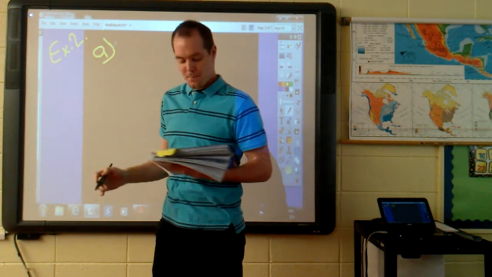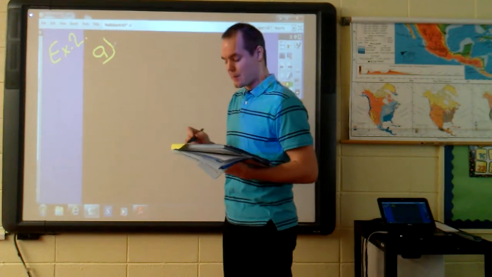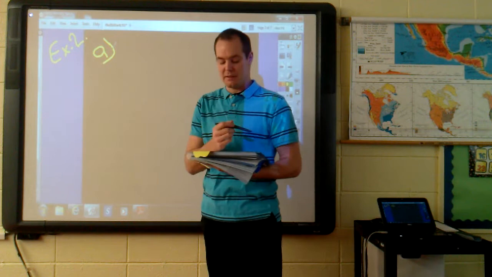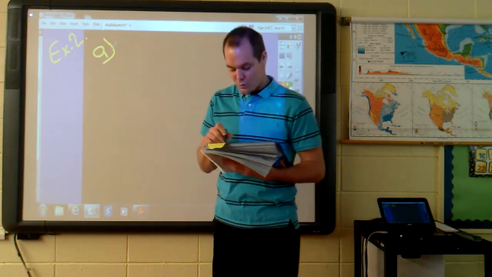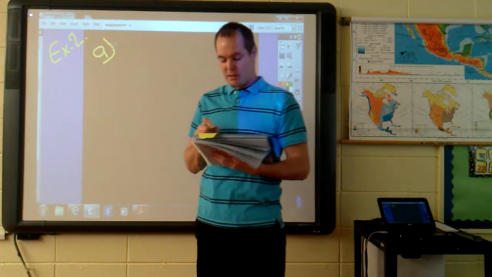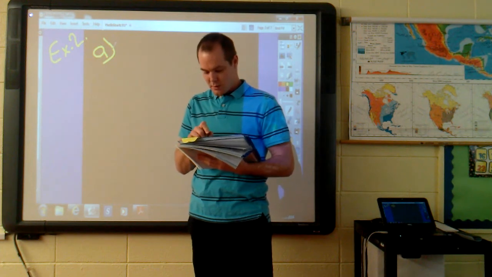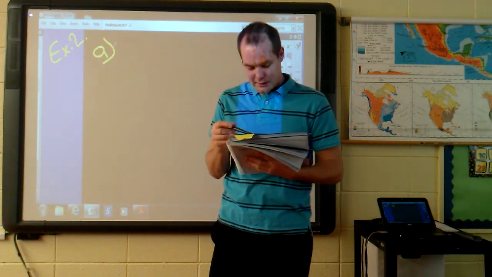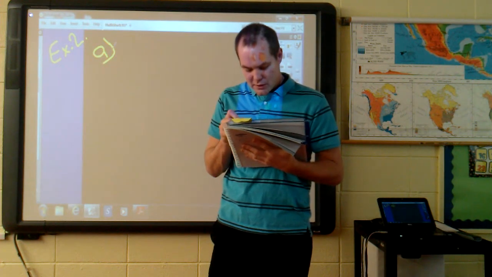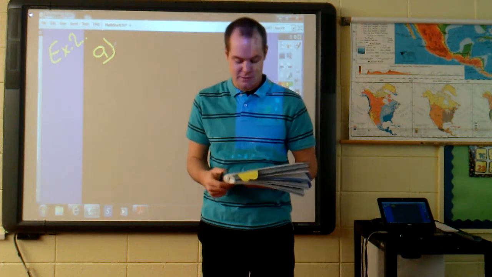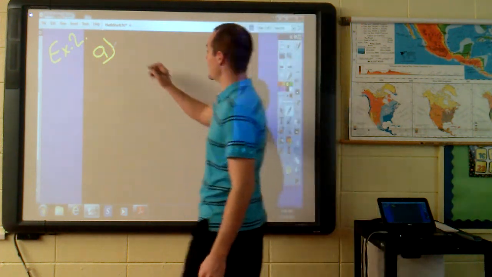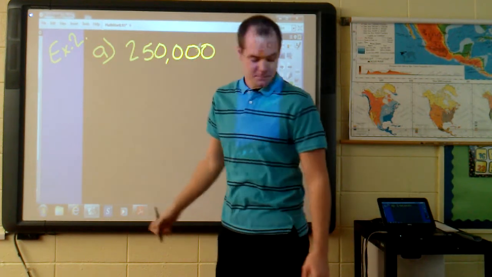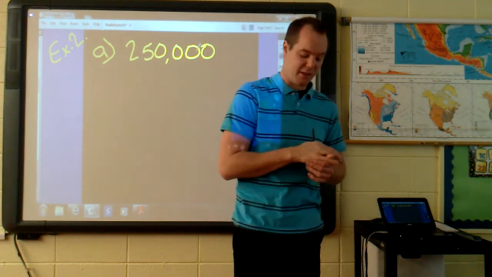Okay, part A. It says approximately what was Austin's population in 1970? Well, it looks like the years are on the bottom and the populations run on the left hand side. I'm just going to find the year 1970 and go up to the line that represents Austin's population, which is the solid circles. And in 1970, it looks like it was about 250,000. Okay? So part A, your answer is 250,000.